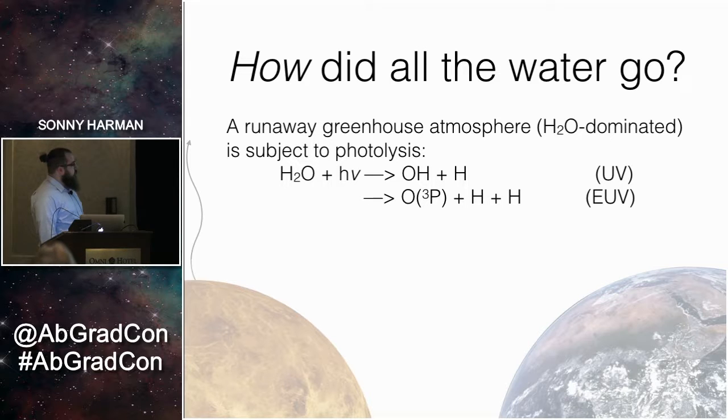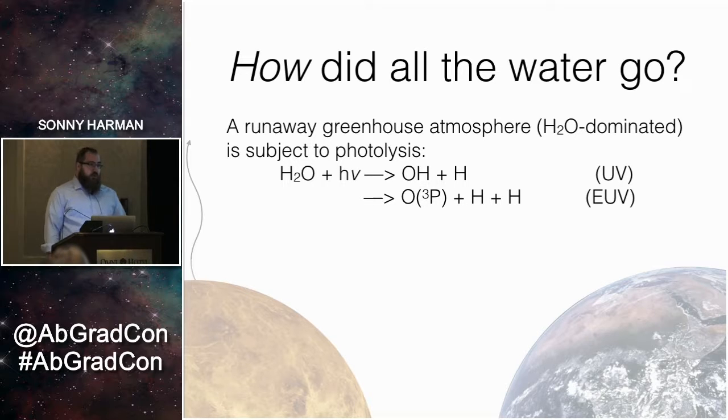And what you can do once you put the water into the atmosphere is you destroy it by photolysis, either in the UV, where you break it into hydroxyl and atomic hydrogen, or if you're looking at the extreme ultraviolet, instead of just breaking apart the water, you can actually shatter it into its component pieces. So you might be left with atomic oxygen and a couple of atomic hydrogens if you're pummeling it with an EUV flux much larger than you see in the modern.